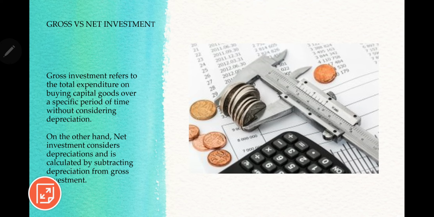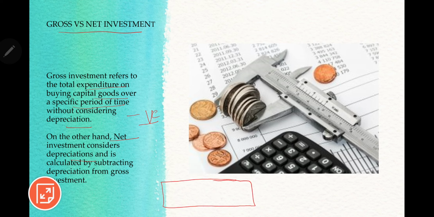Last concept, gross versus net investment. In previous classes, we have studied the concept of depreciation, which is normal wear and tear of the machinery during the course of production. Now, gross investment refers to total expenditure on buying capital goods over a specific period of time without deducting the depreciation. On the other hand, net investment considers depreciation and is calculated by subtracting depreciation from the gross investment.